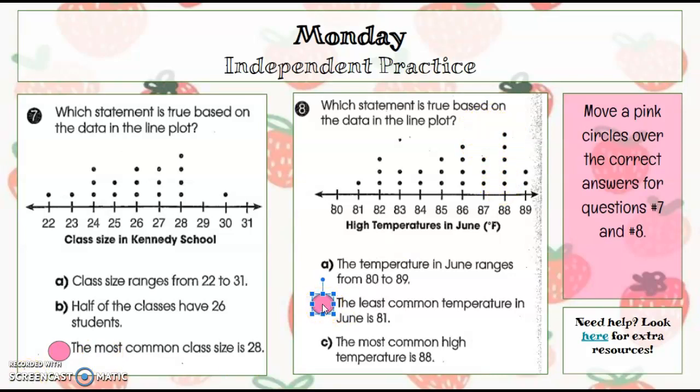Which means I'm going to copy and paste another circle and put a dot on C as well because both of those answers are technically true. Once you watch this video, go back and change your answers to match mine if you were confused on anything, and then you are done with today's lesson.